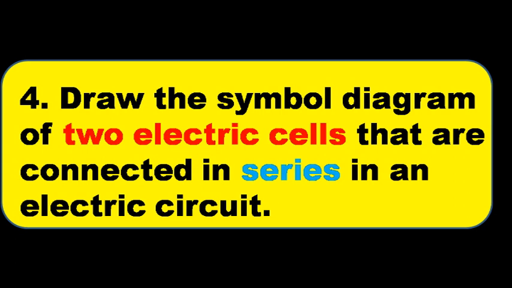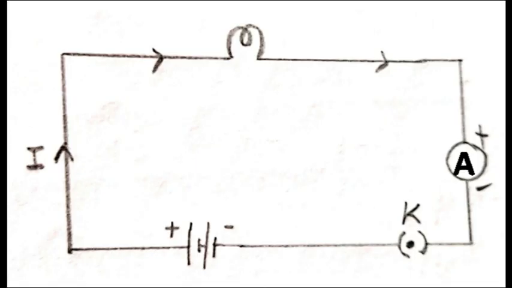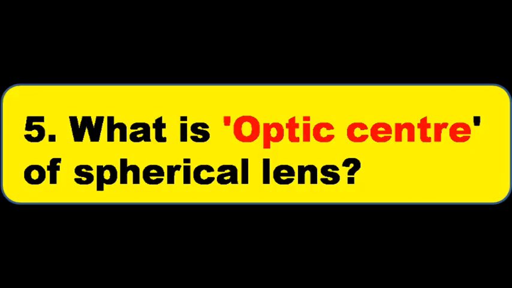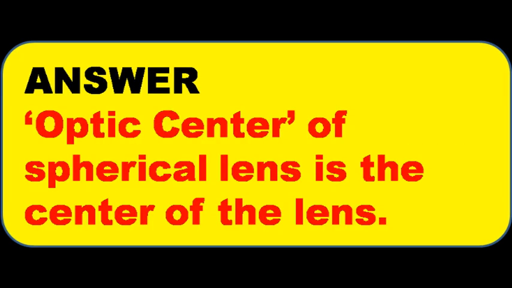Draw the symbol diagram of two electric cells that are connected in series in a circuit. What is optic center of spherical lens? Optic center of the spherical lens is the center of the lens.